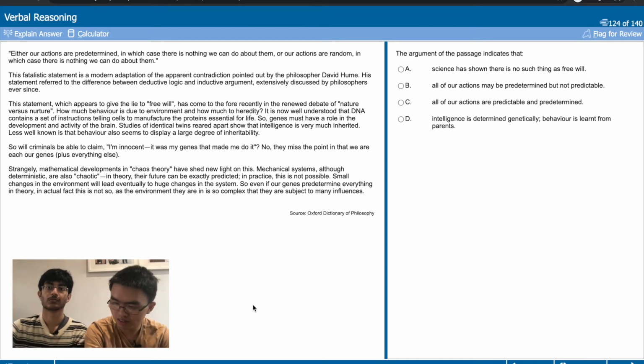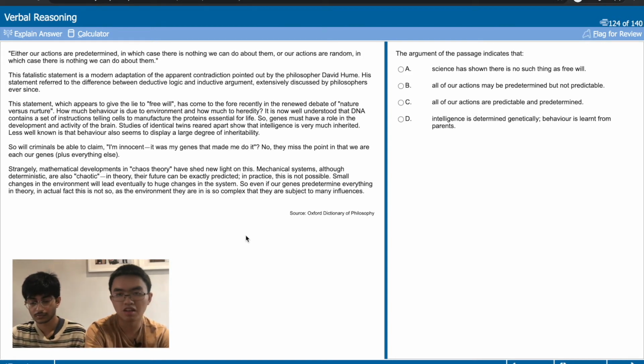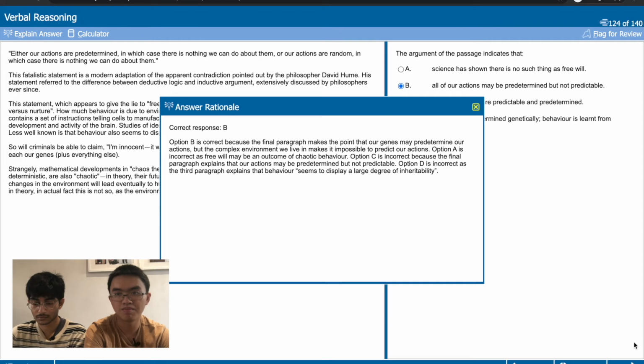So the final sentence says, even if our genes predetermine everything in theory, in actual fact this is not so, as the environment they are in is so complex, they are subject to many influences. So that means that you cannot predict the actions or the consequences. Even if they are predetermined, they are not predictable. So that makes the answer B.